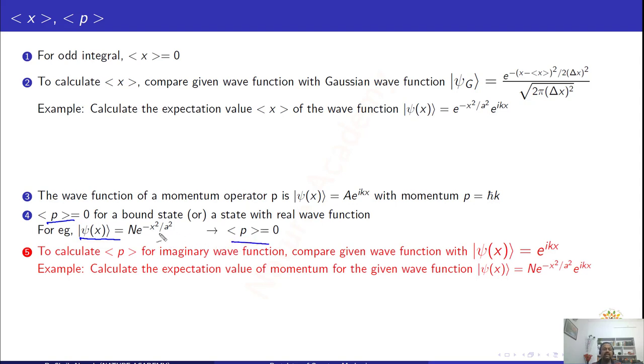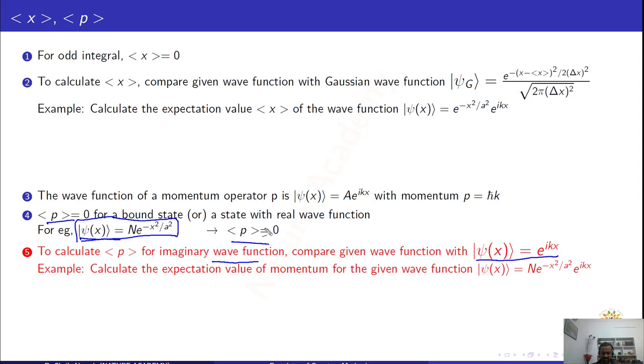For any real wave function, the expectation value of momentum is 0, whatever be the form of that wave function. If it is a real wave function, the expectation value is 0. To calculate the expectation value for an imaginary wave function, compare the given wave function with the plane wave equation e power ikx.